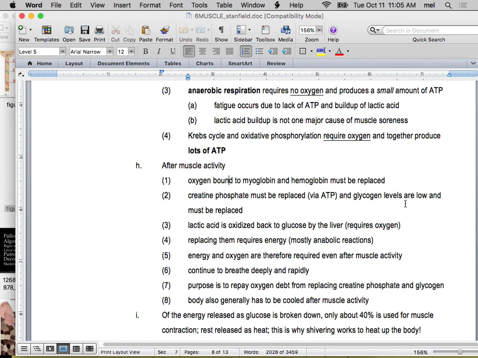So you continue to breathe deeply and rapidly even after you stop exercising. Your cardiovascular rate stays up for a while after you stop exercising. They say that the purpose is to repay the oxygen debt. They call it the oxygen debt, but it's not just oxygen. It's also nutrients and energy molecules as well.